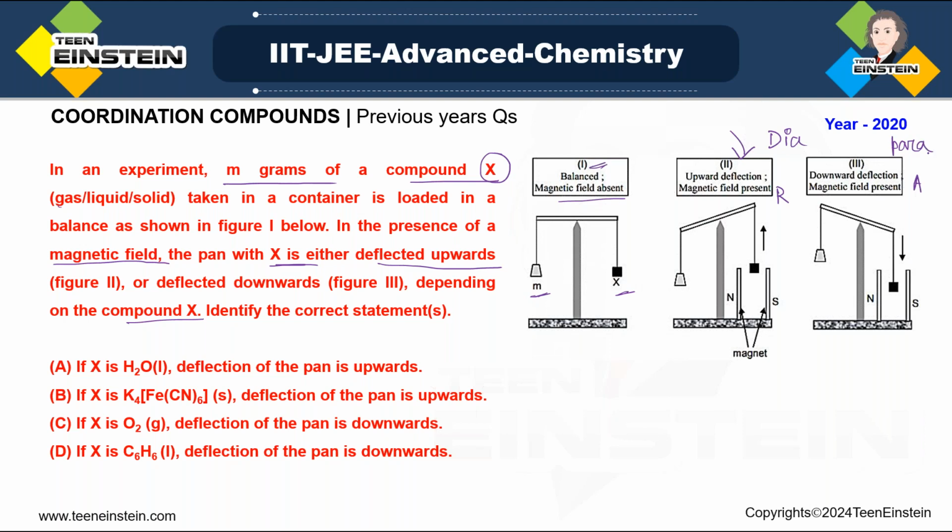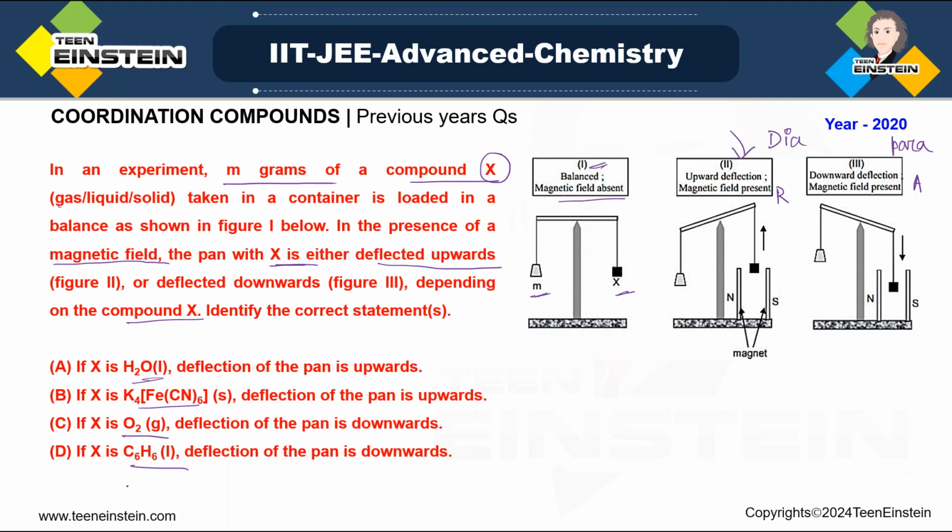Basically, it is asking that among these complexes, one complex is there. Actually, though we are discussing this under coordination compounds, there are some other compounds which are not complexes. Only one complex is there, but still we can discuss this under this chapter. So we have K4[Fe(CN)6], which is a complex. We just have to check whether it is dia or para. Then we have water, we have oxygen gas, and we have benzene, which is liquid.